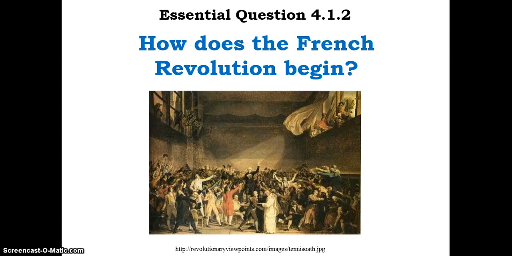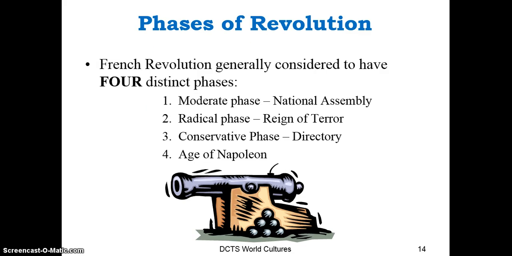Hey guys, now we're moving on to the second part. With the first part being what France was like before the Revolution, now we're going to go into how the French Revolution actually begins and how the Third Estate is going to try and topple everybody else. But a couple of things.